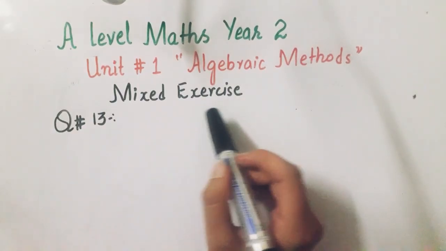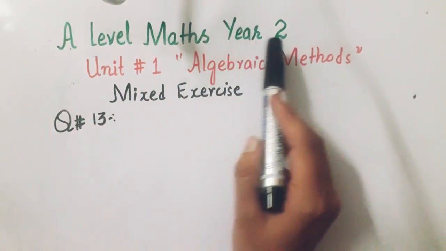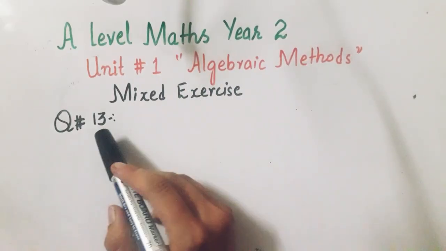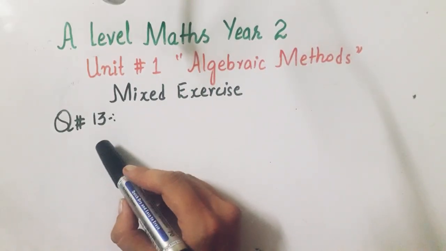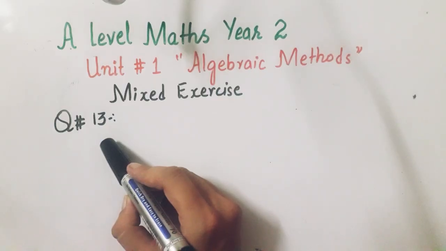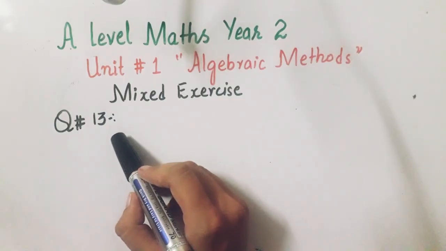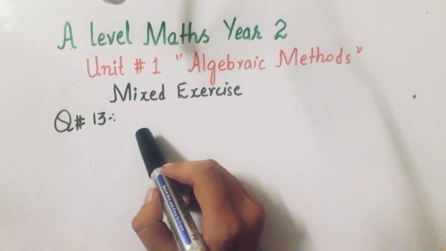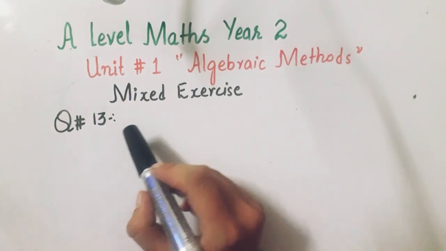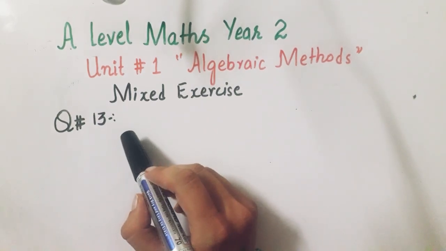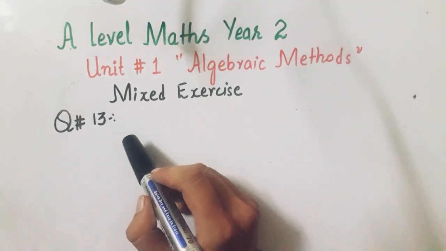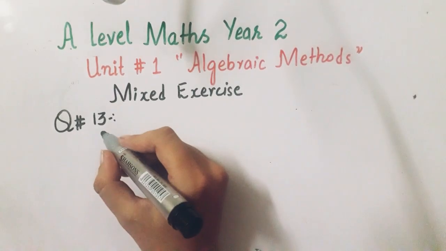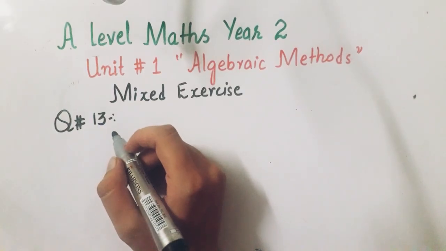Today we are diving straight into A-Level Maths Year 2 Unit 1 Algebraic Methods Mixed Exercise, questions number 13, 14 and 15. I will show you a step-by-step solution that makes even the toughest math problem simple. So grab your pen and paper, let's solve it together, because by the end of this video, you will not just get the answer, you will actually understand it.